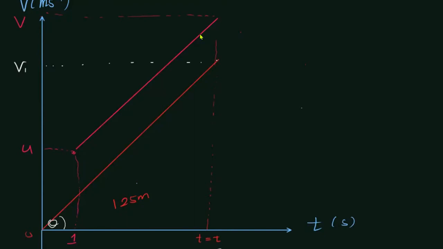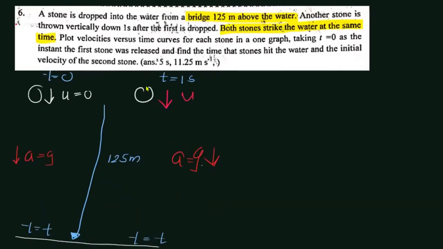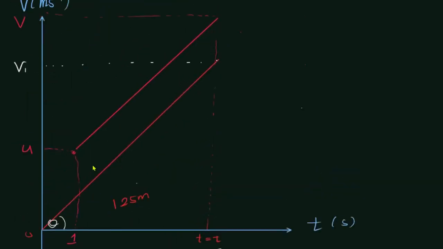So what I would do is once again use this area. What would be the area of this trapezium? It would be 125, because it also traveled the same distance. This was also thrown from the same height, so it should also travel 125, which means this area should also be 125.